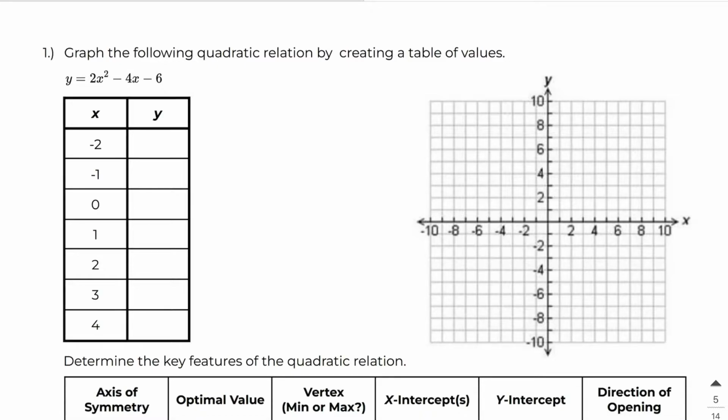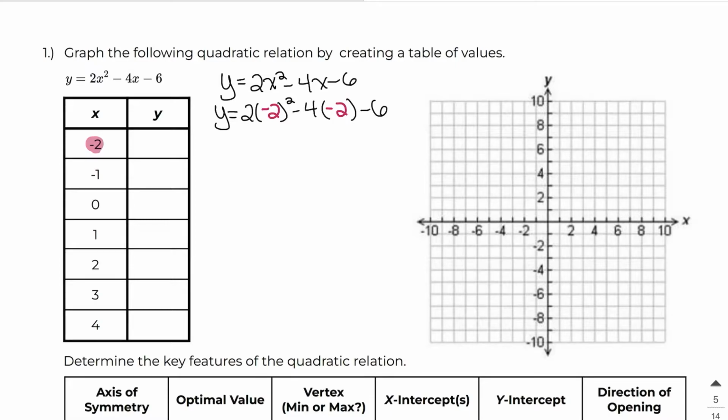So here, if my equation is y equals 2x squared minus 4x minus 6, if you notice here, my first x value is negative 2. So that means I'm going to plug in negative 2 every time I see an x. So I'm going to say 2 times negative 2 squared minus 4 times negative 2 minus 6. I'm going to fill these all in here with negative 2's. And then I'm just going to evaluate.